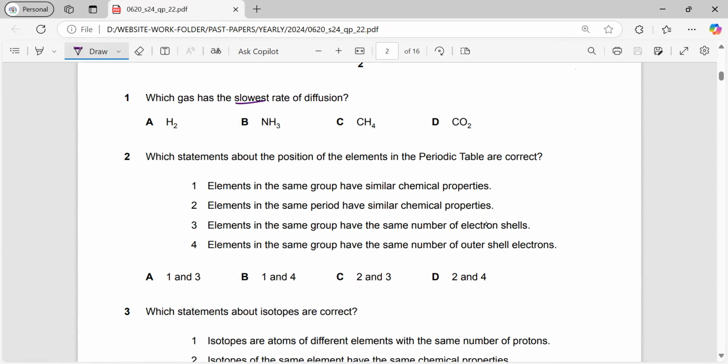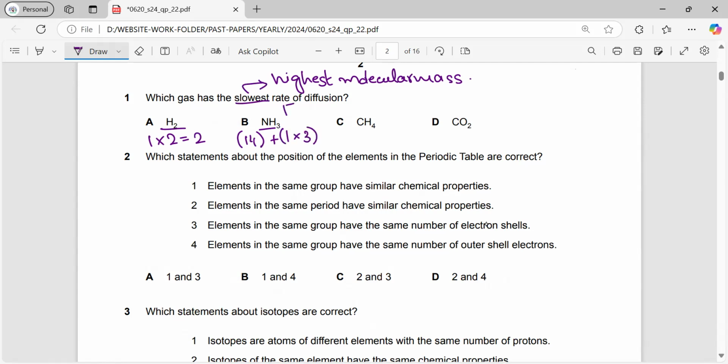Now, for the gas to be the slowest, it means that it should have the highest molecular mass. The one with the highest molecular mass will move the slowest. So we need to calculate the molecular mass for hydrogen. It's 1 into 2. That means 2. For NH3, nitrogen mass is 14, and hydrogen is 1 multiplied by 3. Total 17.